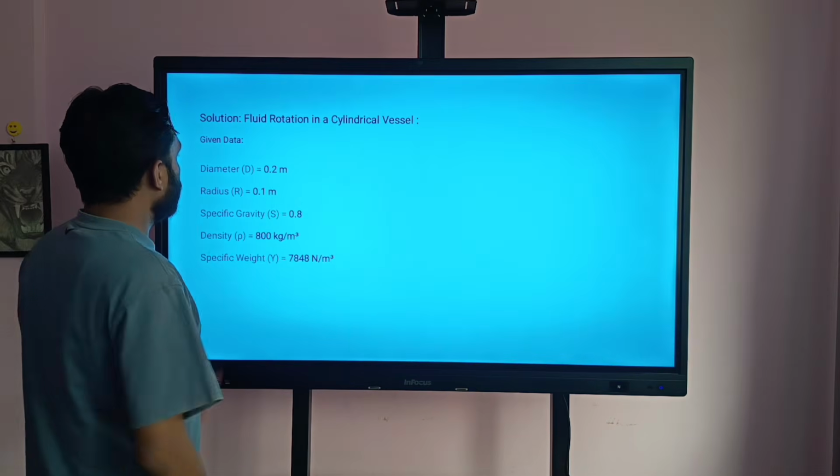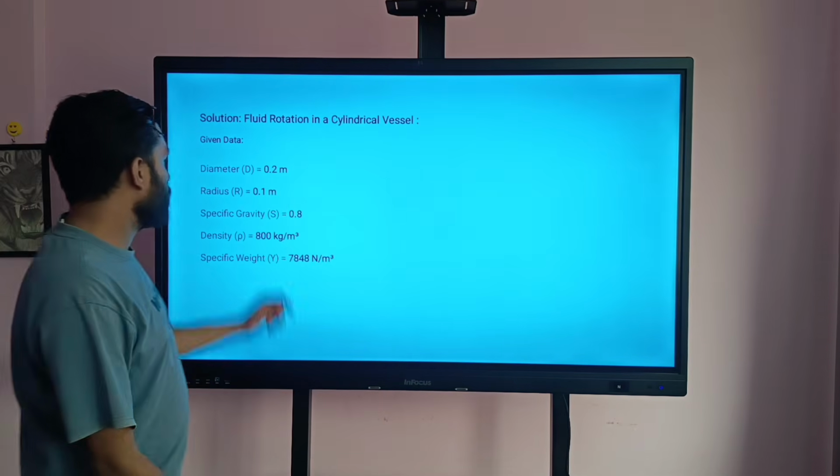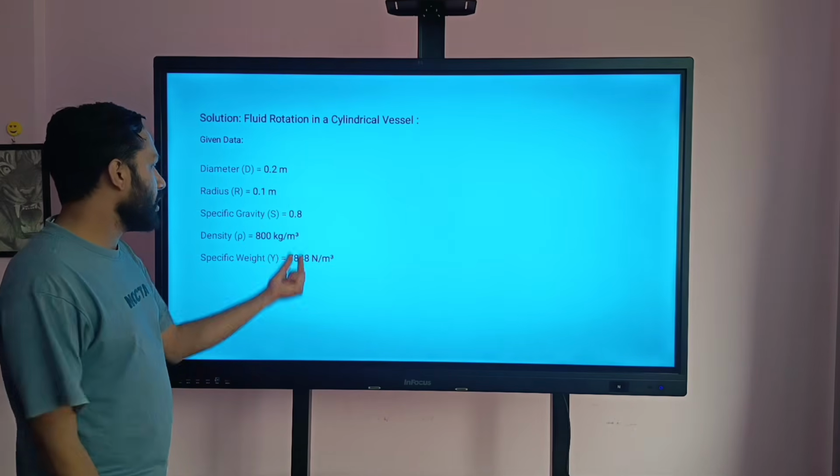Here the given data are as follows. The diameter is 0.2 meter, the radius is 0.1 meter, and the specific gravity is 0.8.